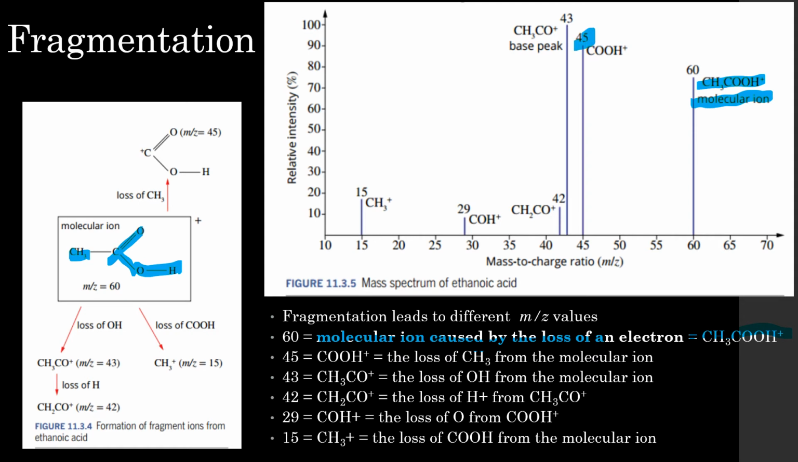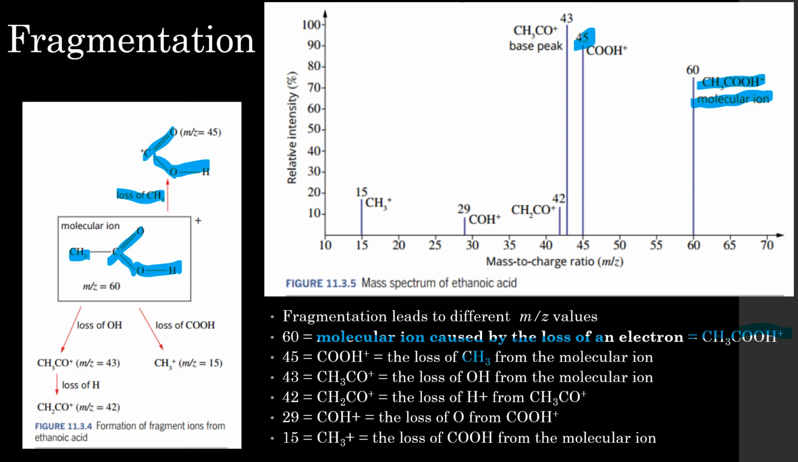Now let's have a look at some of the others. Here's 45, so that's COOH plus. It's obviously lost a methyl group, so we've lost the methyl group from the molecular ion. This is the loss of CH3, and this is what the ion would look like here.